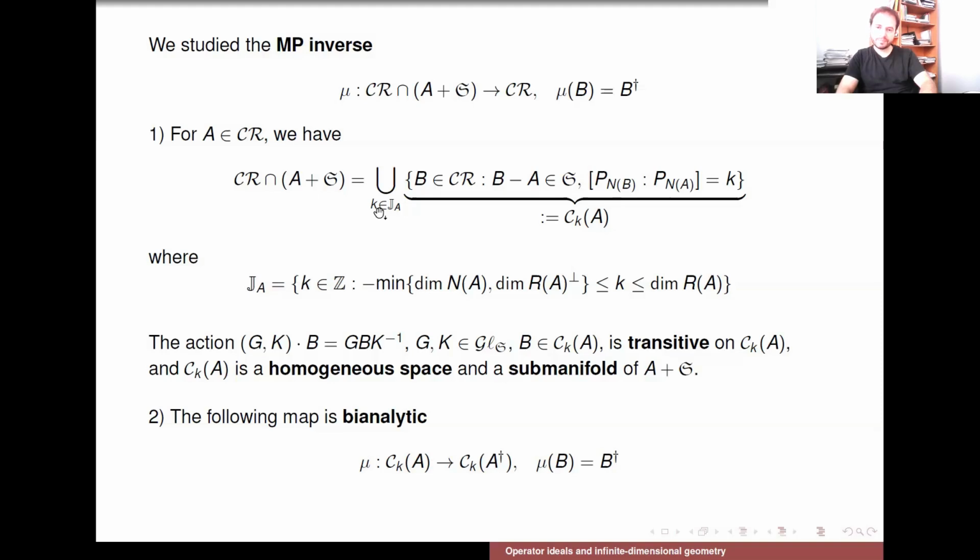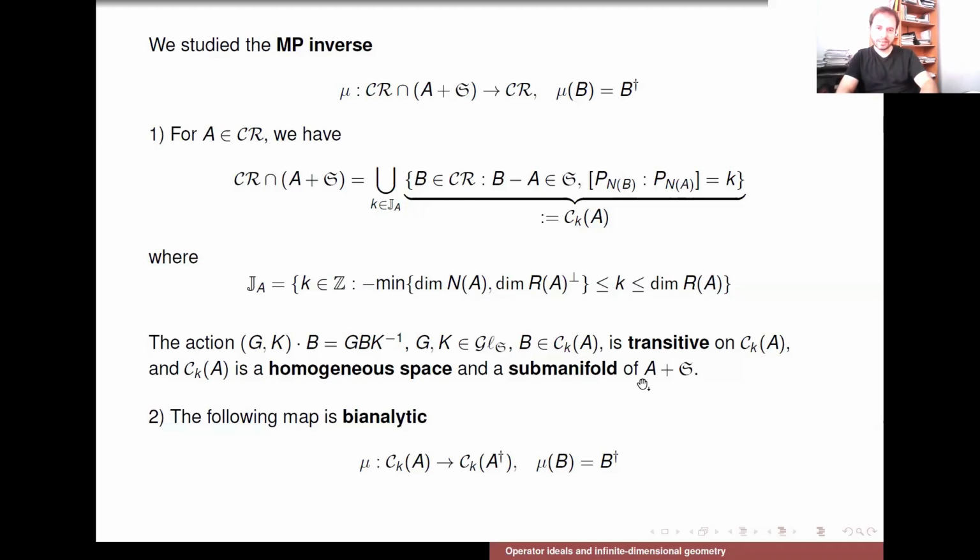Note that here k is in this set JA, which can be completely described using these dimensions associated to our fixed operator A. It can be shown that there are always infinitely many Ck of A, but what is important here is that this action here, that for a closed-range operator moves the null space and also the range, turns out to be transitive in each of these sets Ck of A. And we proved that these Ck of A are also homogeneous spaces, smooth homogeneous spaces, and submanifolds of this ambient space.